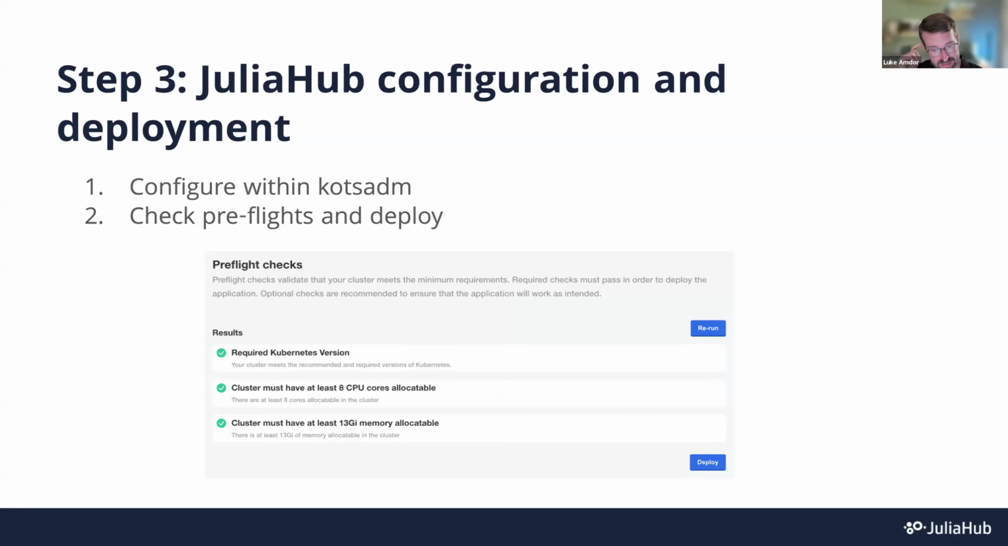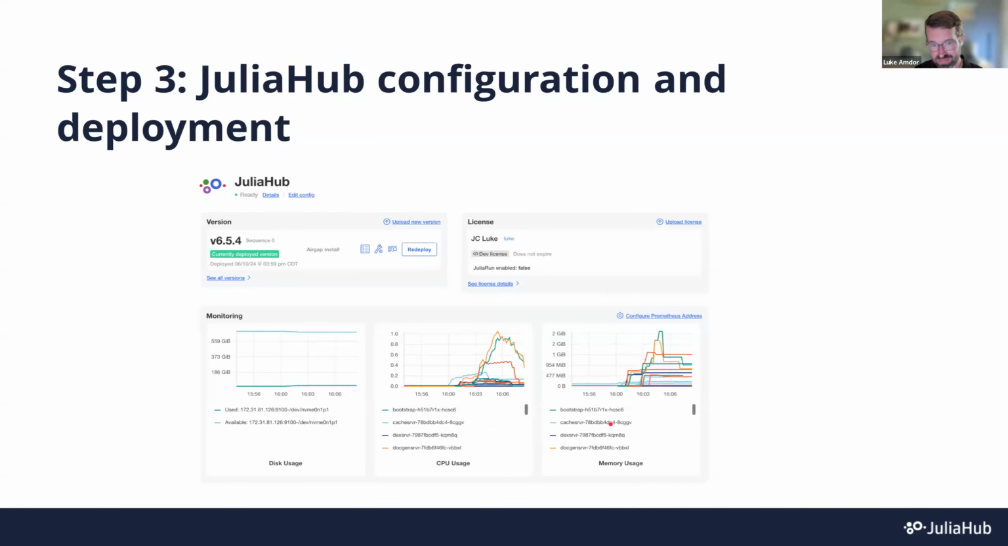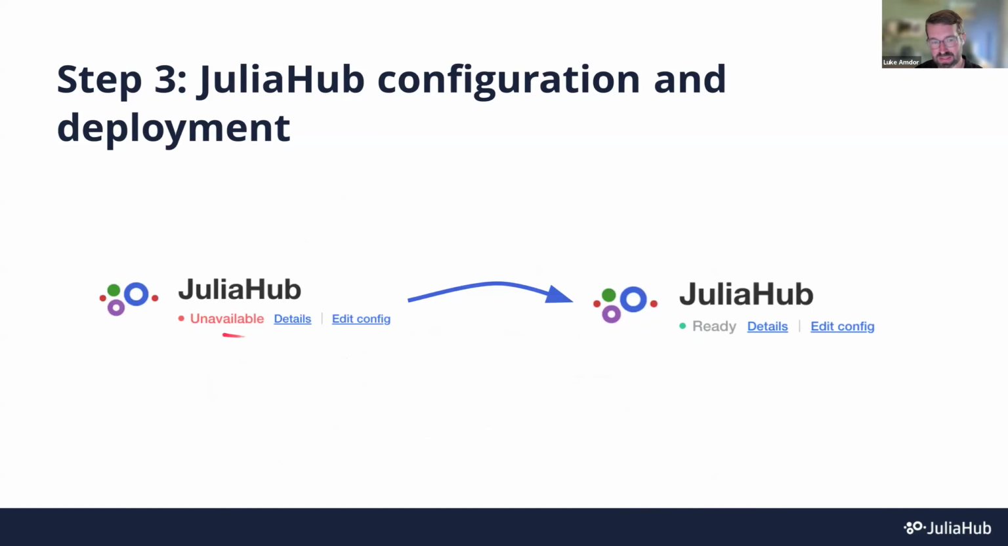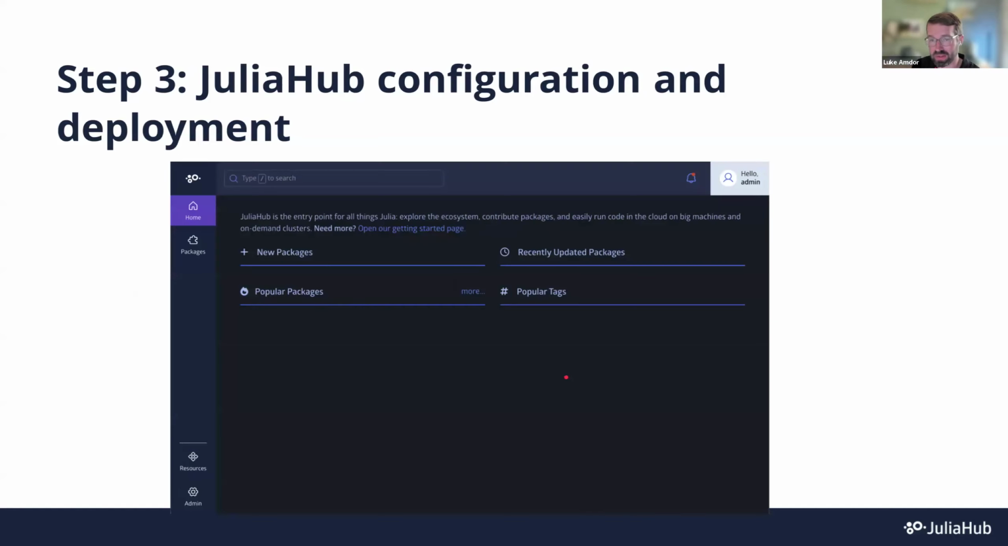And if that all passes, then it's just a matter of deploying it, and that will kick it off, and you'll see quite a few things deploying. But really, it's getting from the unavailable state to ready state, and then it's up and running. And then you're able to go to the URL that you have configured, and right away you'll see it's pretty empty. There are no packages, but it's up and running. From there, you can configure SSO within the admin.